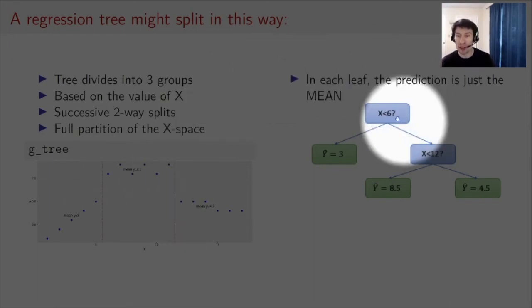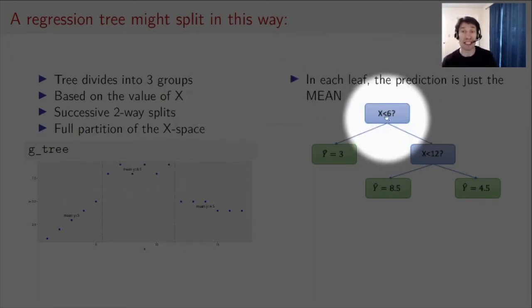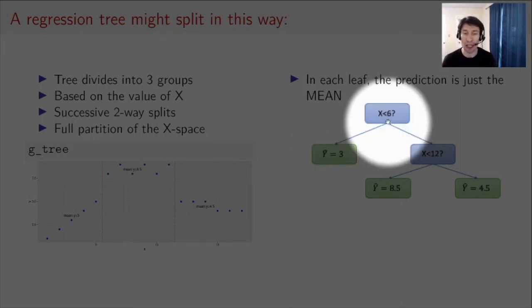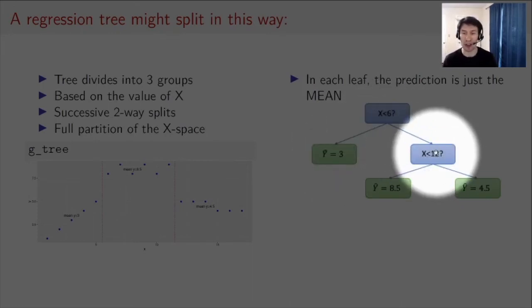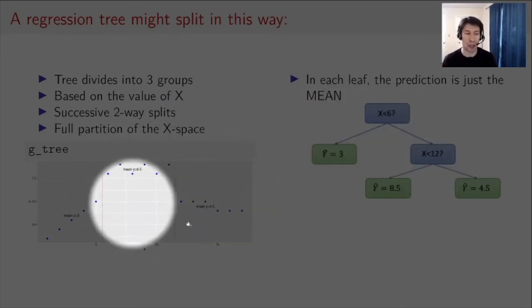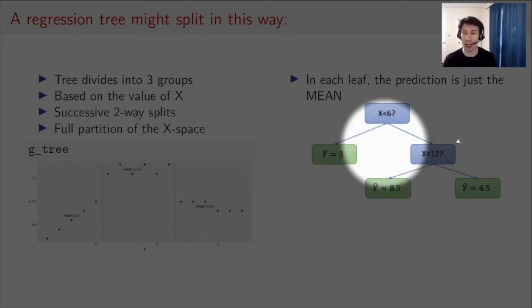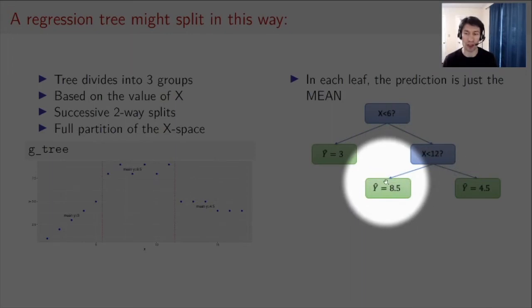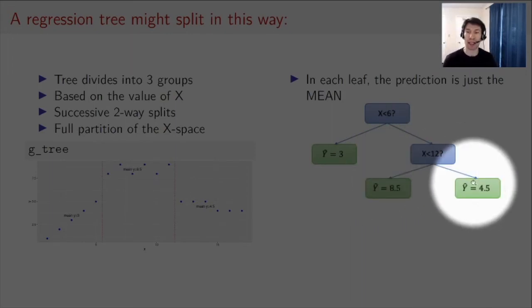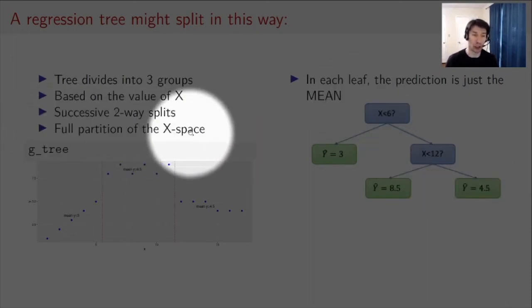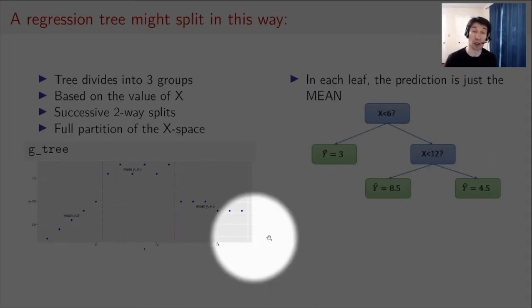So the first split is answering the question, is x less than 6? And if it is less than 6, then we're in this group where the mean is equal to 3. And if it's greater than 6, then we're in that group. And this group gets successively split another time into 2. And if we are below 12, we're in this group at mean 8.5. And if we're above, we're in that group with mean 4.5. These splits, by the way, define a full partition of the x space of our prediction variable.